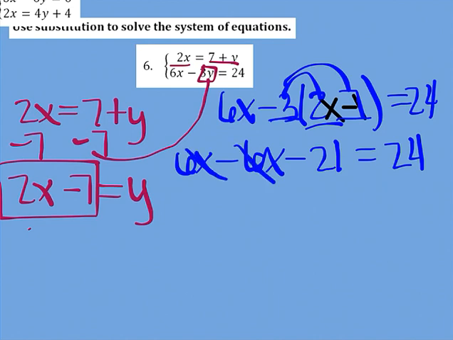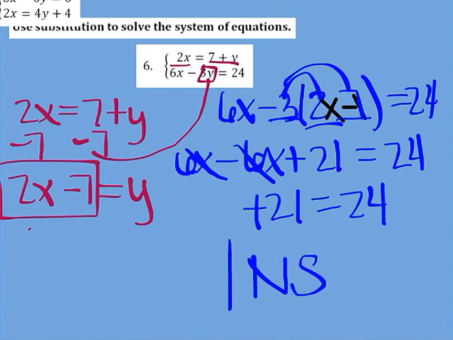Well, 6x minus 6x is going to cancel out. So again, all of our variables canceled out, and what I'm left with is negative 21 is equal to 24. I'm sorry, positive 21 is equal to 24. Is that ever going to be true? No. Since that's not going to be true, our answer is no solution.